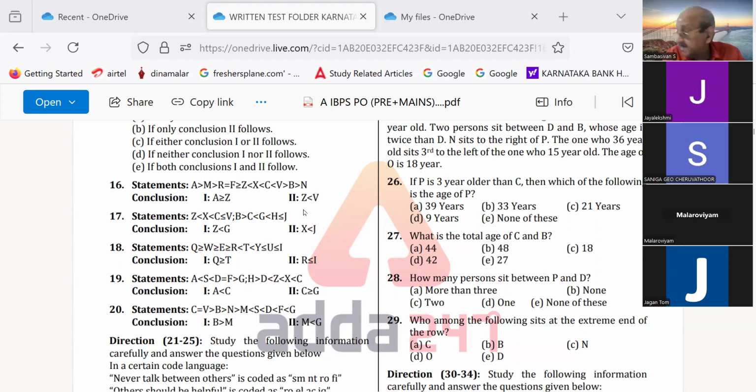Whereas Z is less than V, that we can easily say, because here Z is there, and less than signs are coming. So this is correct. So the answer two alone is following. So the answer choice for this is B. B for Bombay. Please continue.